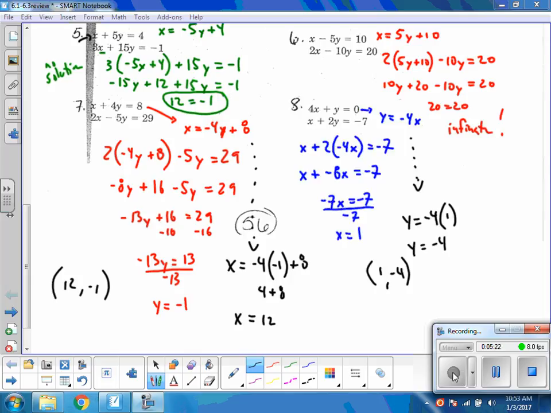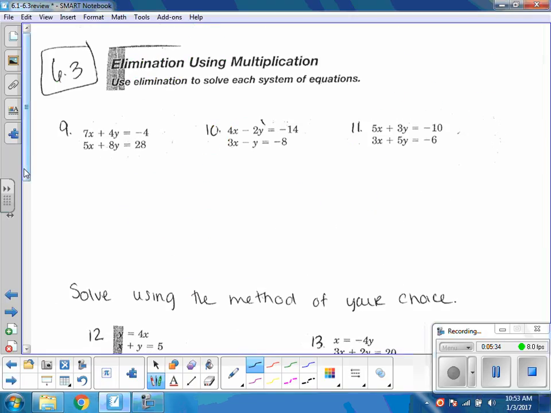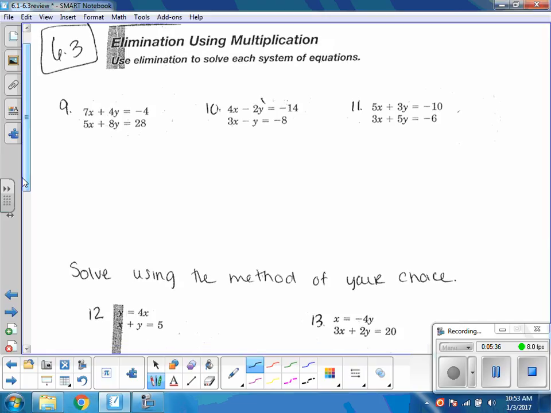All right, when I work this out, I see that number 8 actually has an intersection of these two equations, and it's at 1, -4. I solve for x, substituted in, and found y. All right, this one's using elimination, using multiplication, so that means I'm going to change one of the equations so I can eliminate something. And again, you can do it adding or subtracting.